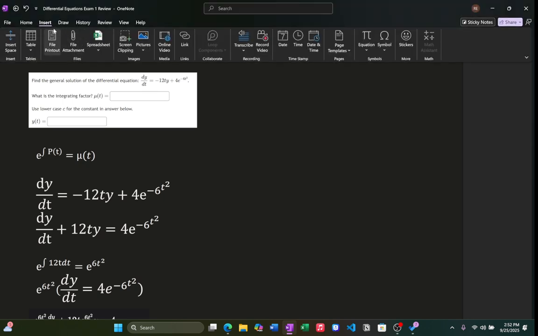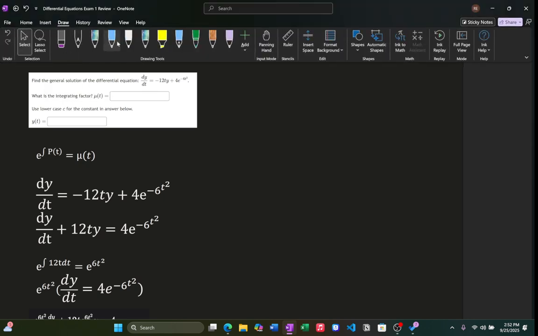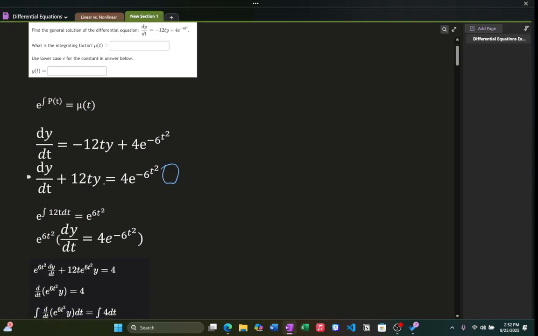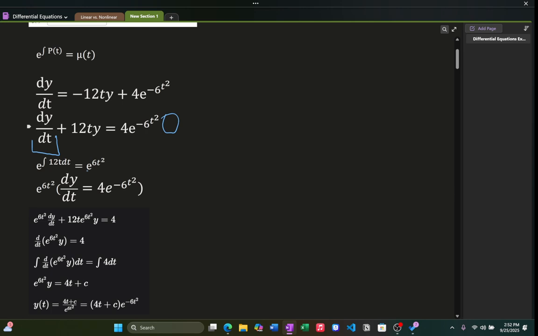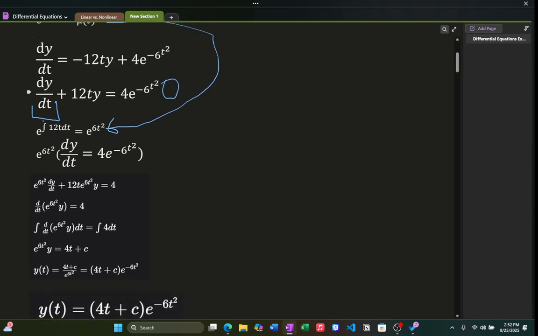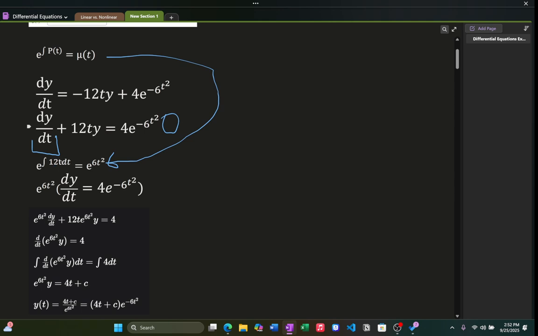It is e to the integral of p of t, which doesn't mean much right now because we have to rearrange the equation as we do in this step right here. We put the y on the left side with the y prime right here. So we grouped our variables. We separated our variables from each other. So now we can find that integrating factor with this equation and get our answer. So we have e to the integral of 12t dt equals e to the 6t squared.